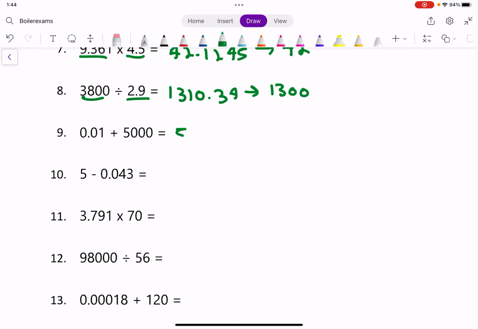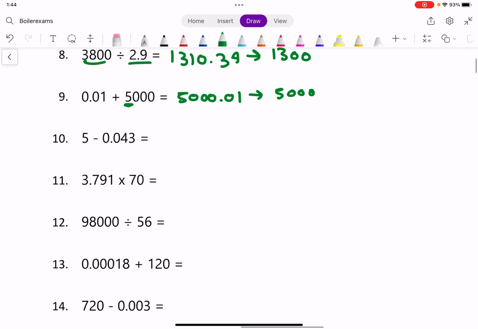5,000 plus 0.01, you get 5,000.01. And round to the least precise significant figure, which is this 5, which is in the thousands place. This is going to become 5,000. 5 minus 0.043 gets us 4.957. Round to the least precise decimal place, which is this 5, which rounds this up back to 5.